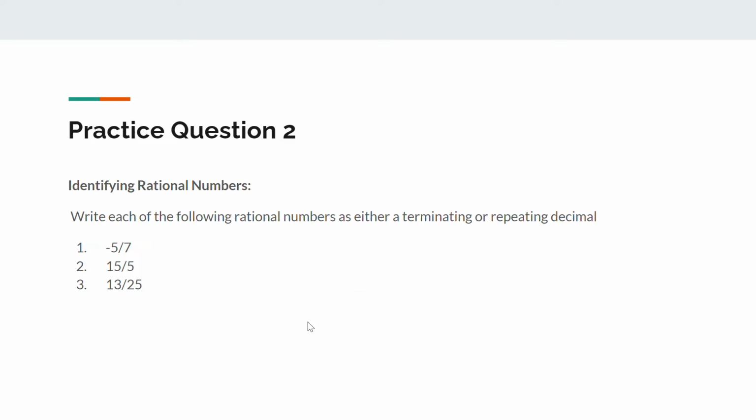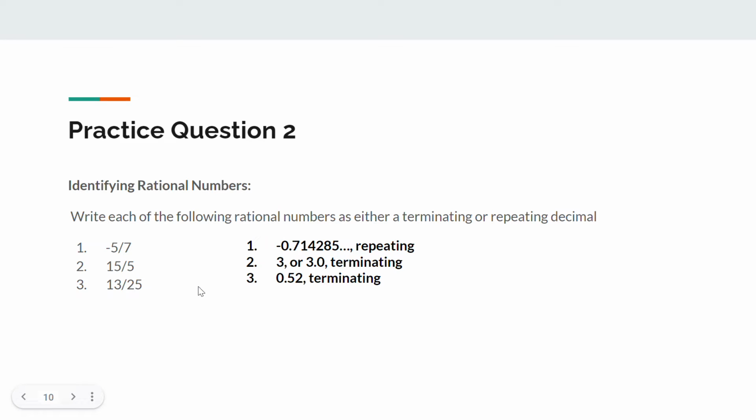Alright, so the answers are: negative 0.714285, where 714285 repeats, so it's a repeating decimal. The second one, when you simplify it, you get 3, or you could express it as 3.0, and it's a terminating decimal because it stops at 0. And for the third one, 13 over 25, you get 0.52, and it's a terminating decimal since it stops at 2.